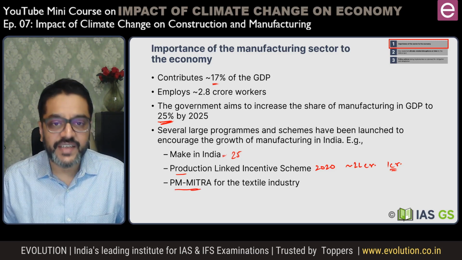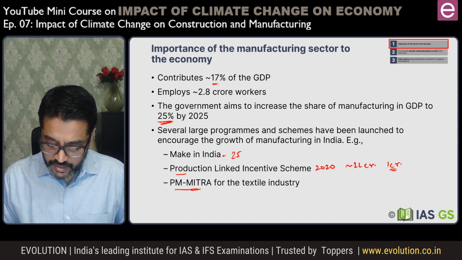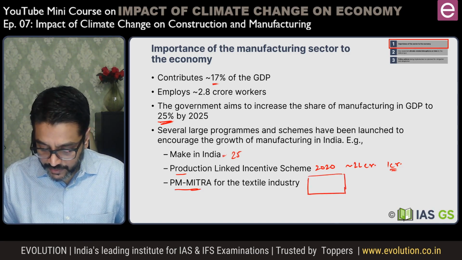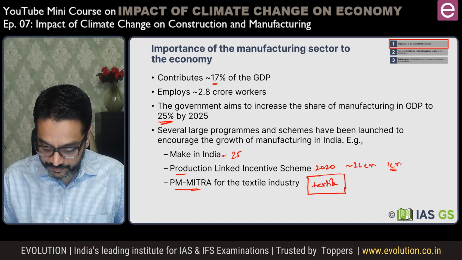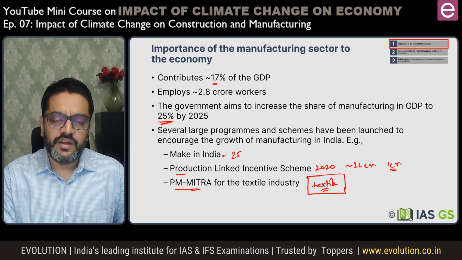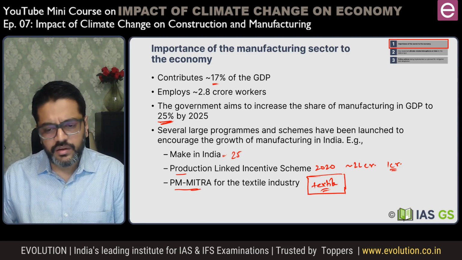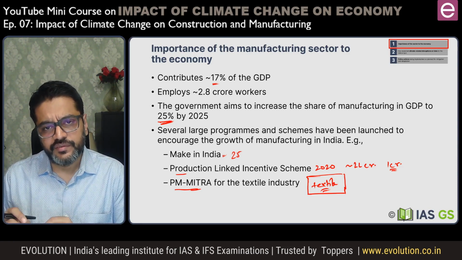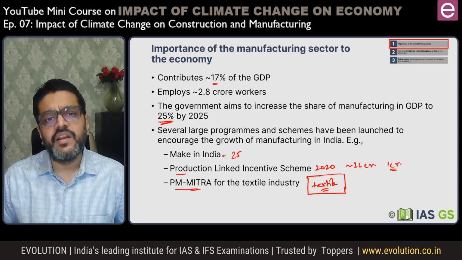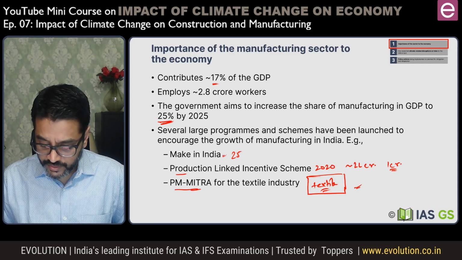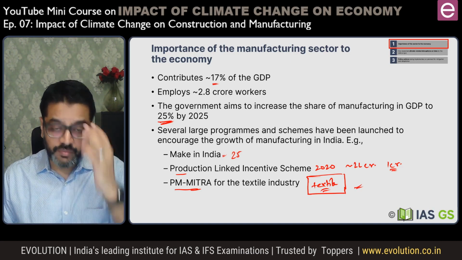Similarly, this is for the textile industry, the PM Mitra, the PM Mega Integrated Textile Regions and Apparel. So basically, these are planned to be large industrial parks, where all the facilities for textile manufacturing, right from processing of the yarn into fabric and then apparel, all the steps involved, will be available at a single location, and the hope is that again it will encourage a lot of investment in this sector, which also has the potential to create a large number of jobs, right? So why is the government focusing on the manufacturing sector?